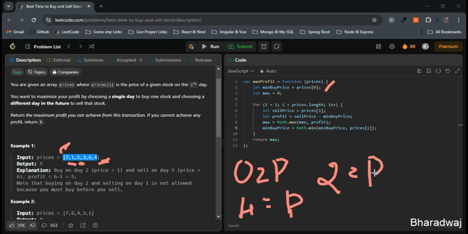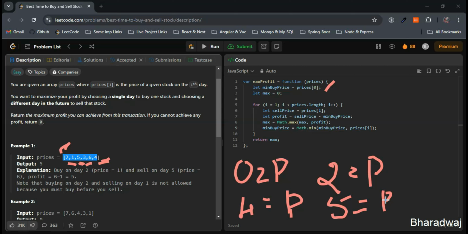Next we'll move to 6, right? The current price is 6. To calculate the profit, we do sell price minus min buy price, 6 minus 1, which is 5. So we are getting 5 as profit: 0, 4, 2 and 5. The minimum buy price will be 1 itself, and the max profit will be 5.